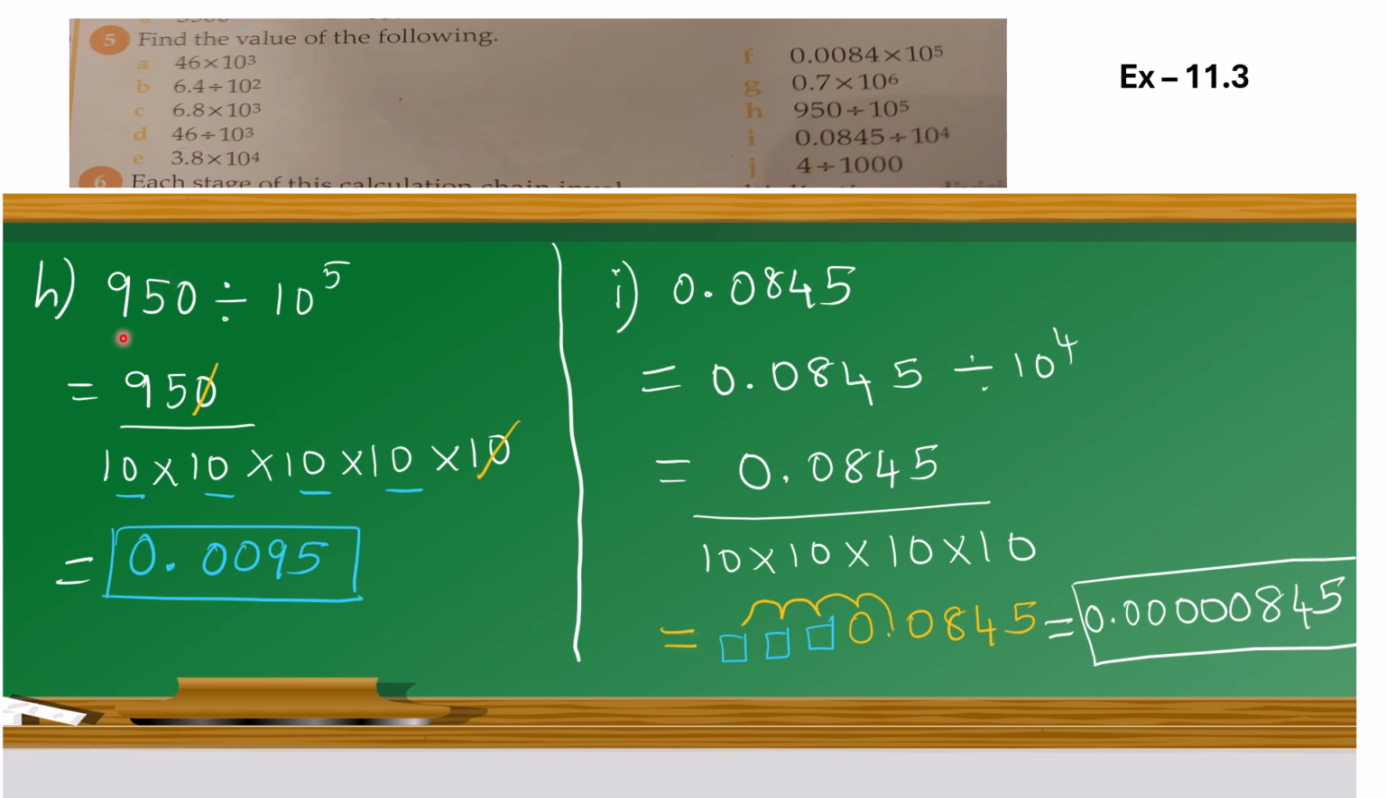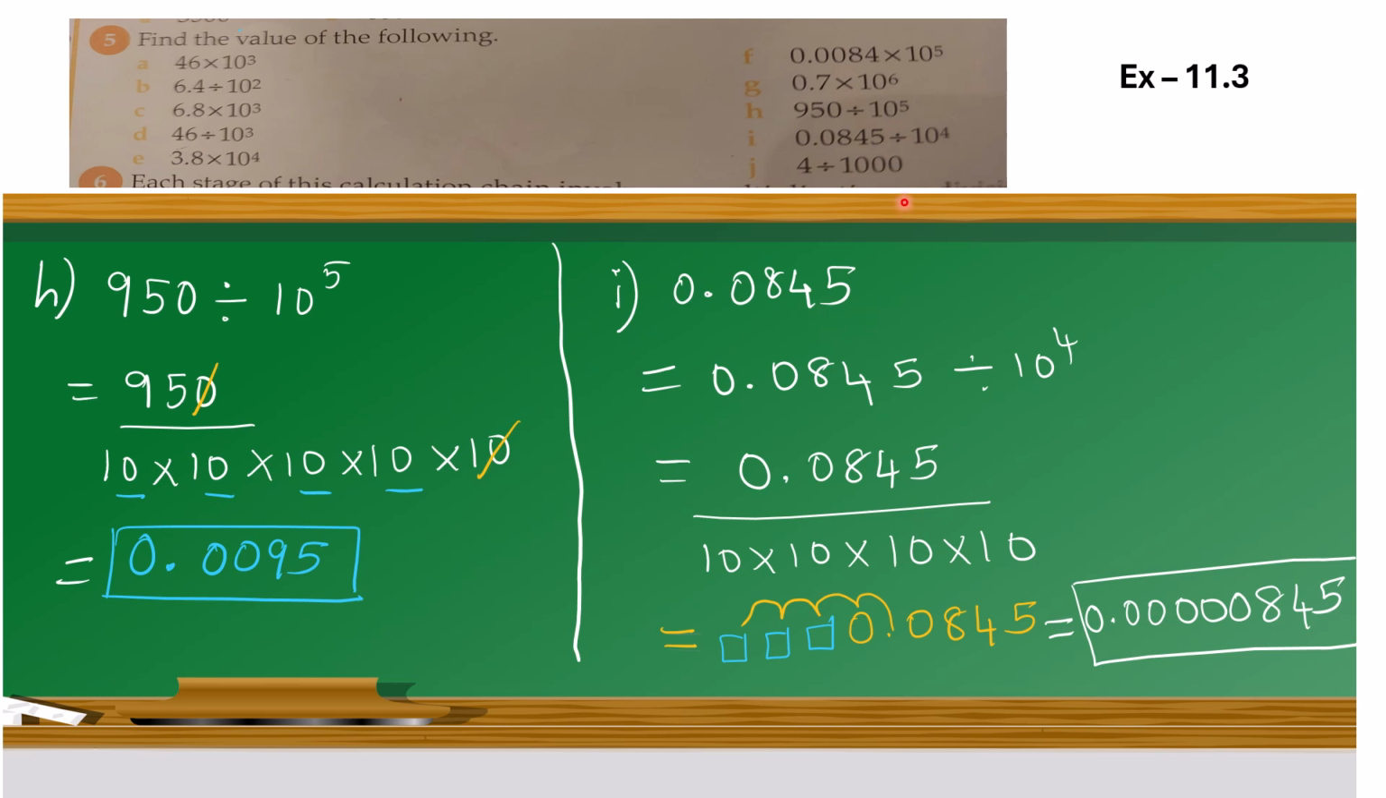H sum is 950 divided by 10 power 5. Okay, so 950 by 10 power 5 we can write as 10 into 10 into 10 into 10 into 10. Okay, so 1 zero gets cancelled. Now what do we have? 10 into 10 into 10 into 10. 4 tens are there. Okay, how many zeros do we have? There are 4 zeros. So what we have to do? After the decimal point, we are supposed to have 4 places. So here we have just 95. So we added the 2 places. Okay, so 0.0095.